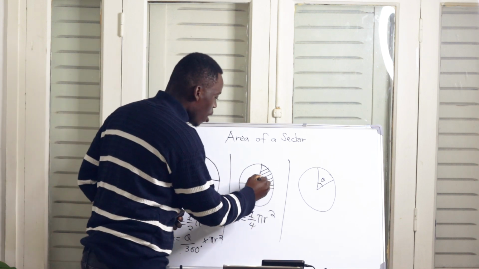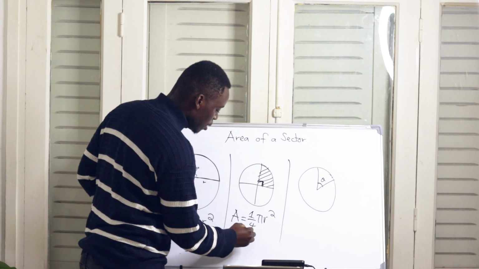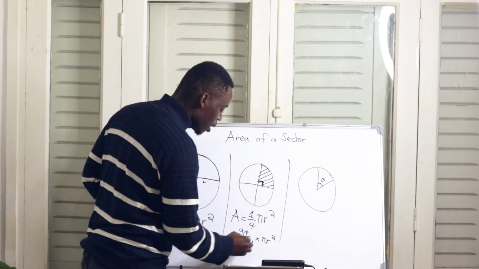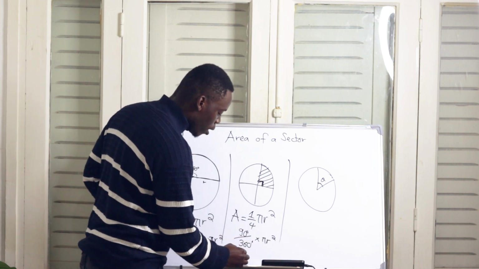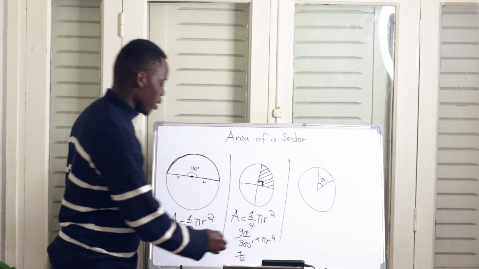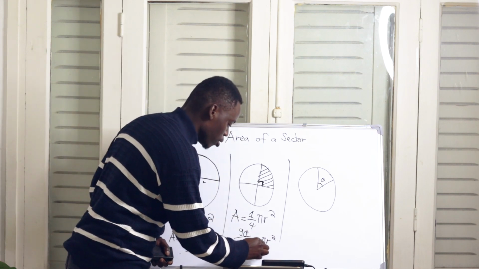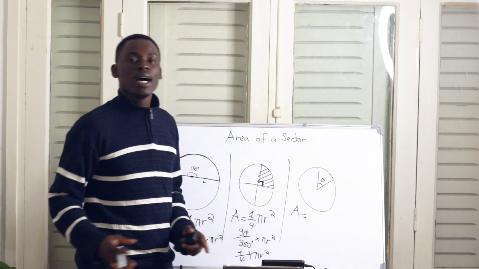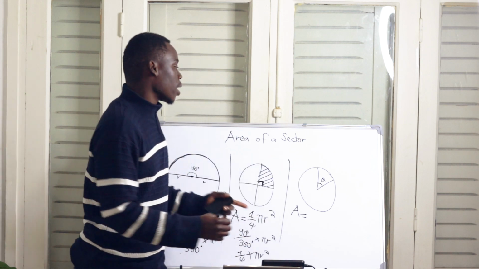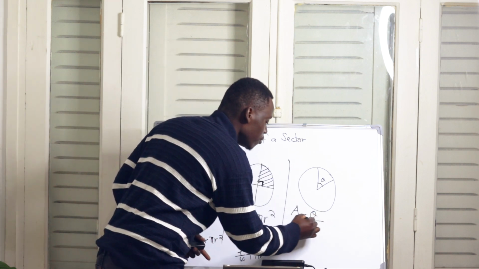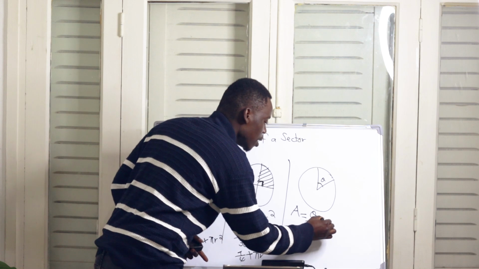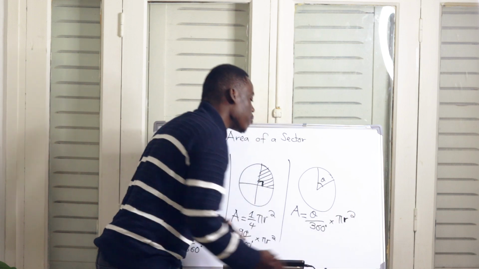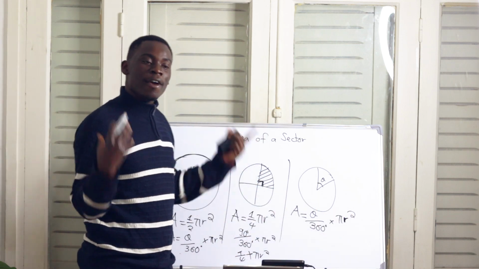Similarly here, our angle is 90 degrees. So if we say 90 degrees divided by 360 degrees times pi r squared, this will give us 1 over 4 times pi r squared. Now, how then do we find the area of a sector with an angle? Theta divided by 360 degrees times pi r squared. This is the formula for calculating the area of a sector.